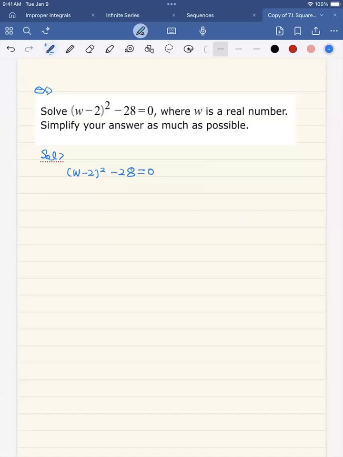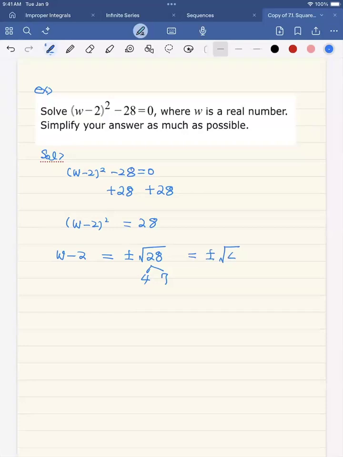In the next problem, we have to solve w minus 2 squared minus 28 equals 0, where w is a real number. Simplify your answer as much as possible. To get w minus 2 squared by itself on the left side, we add 28 on both sides. W minus 2 squared equals 28, so we take square root on both sides, then we have w minus 2 equals plus or minus square root of 28. 28 is 4 times 7, so we can write it as plus or minus square root of 4 times square root of 7. Therefore, that is plus or minus 2 square root of 7.